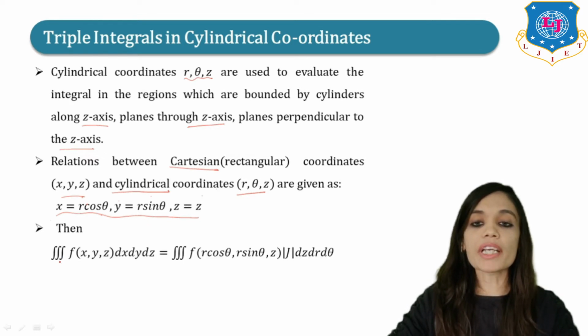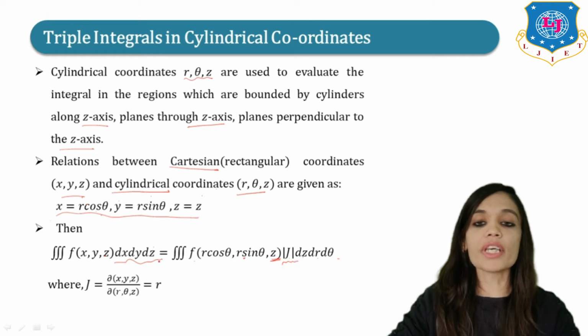The triple integral f of x, y, z dx dy dz will be equal to the triple integral of f, putting in place of x, r cos theta, in place of y, r sin theta, and z will remain z, into dx dy dz, which can be written as mod J dz dr d theta. Now our task is to find this Jacobian J, which will be given by del of x, y, z upon del of r, theta and z.